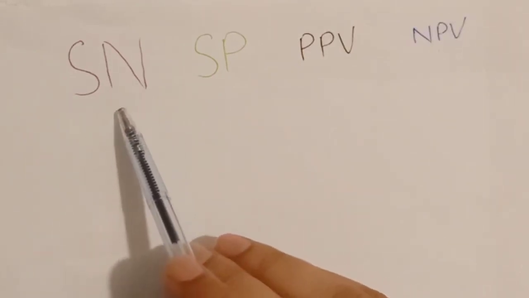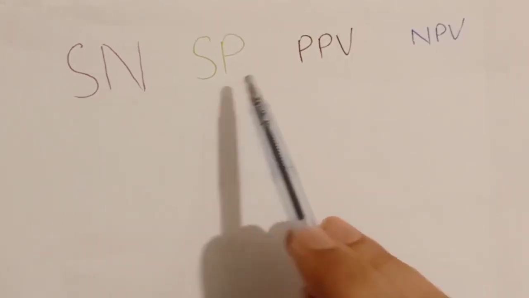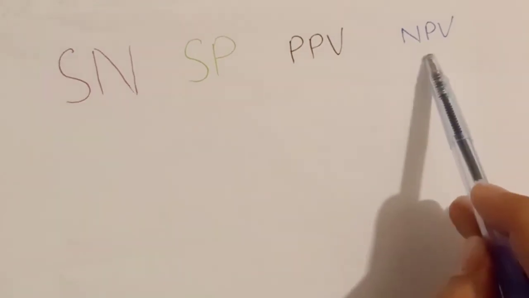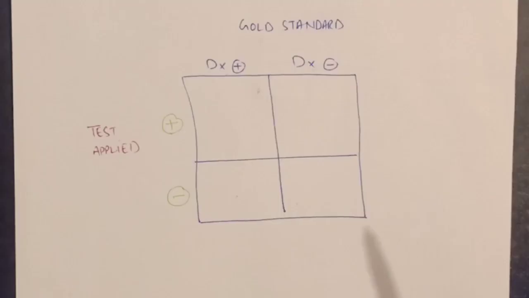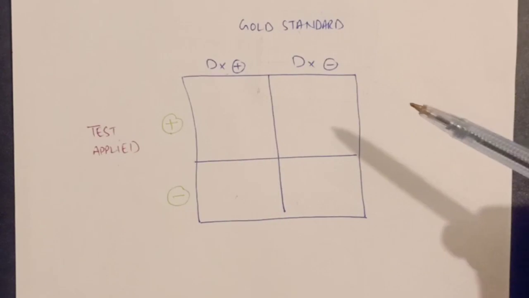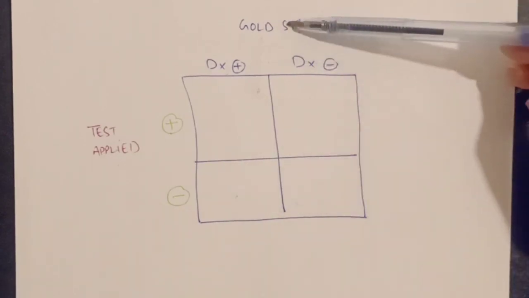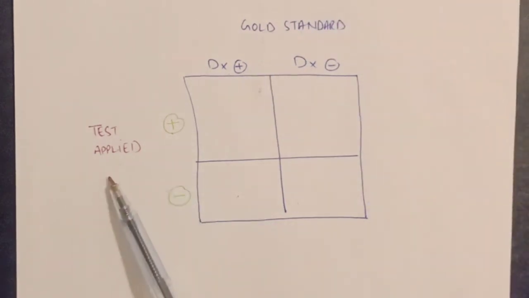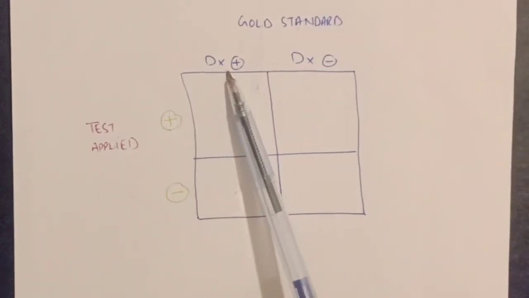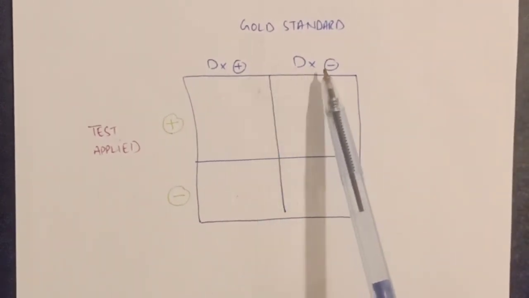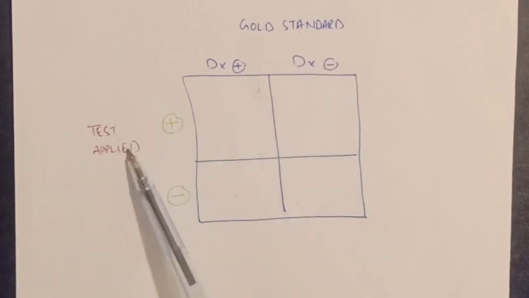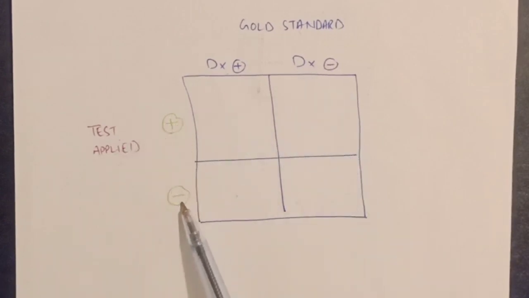We will talk about sensitivity, specificity, positive predictive value, and negative predictive value. Before we move on to the details, let's talk about this 2x2 table first. Always write the gold standard test over here and the test applied over here, those who have the disease over here and those who do not have the disease over here, and the test applied positive over here, and if it comes negative over here.